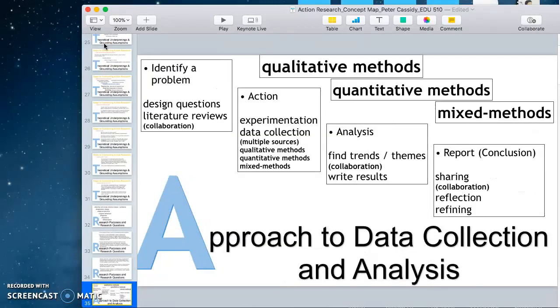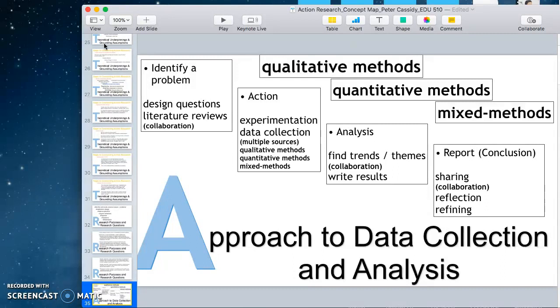Now, approaches to data collection and its analysis. First off, as was mentioned, you can use qualitative methods, you can use quantitative methods, mixed methods, you can use both. So first you want to identify a problem, design the questions, literature reviews, collaboration. Then you're going to take action in the classroom or wherever you're doing it, experimentation, data collection, obviously multiple sources, and a variety of methods. The analysis, once again, collaboration is very important. You're going to find trends, themes, then you're going to write the results. You're going to organize it so it's clear.